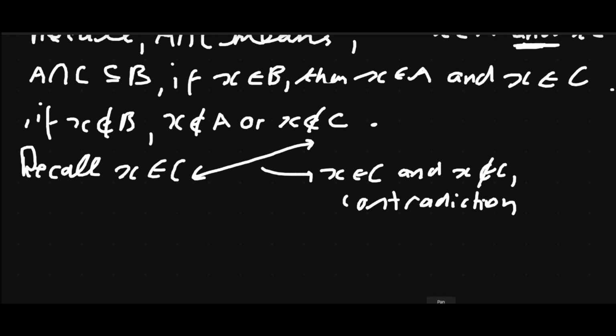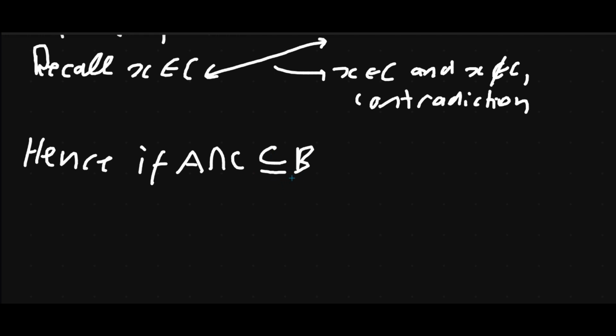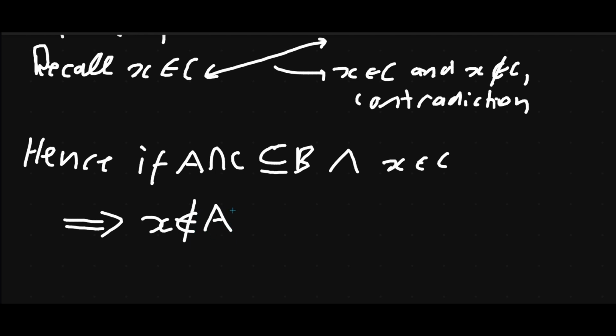So that's very nice. Now we can just finish this off by saying, hence, if A intersect C is a subset of B, and X is in C, this implies that X is not an element of A minus B.